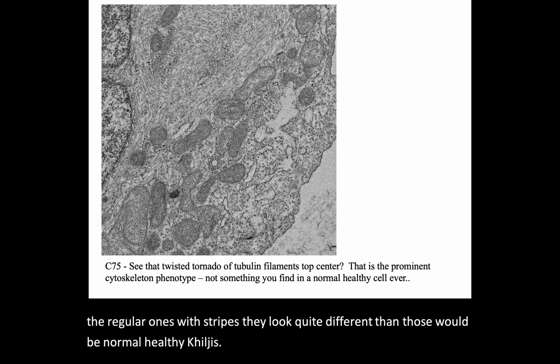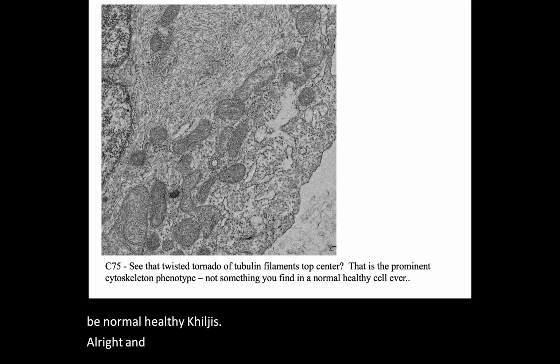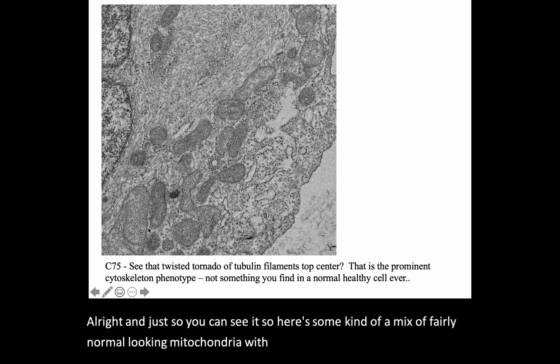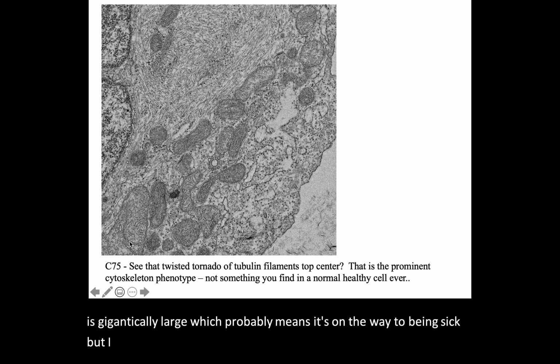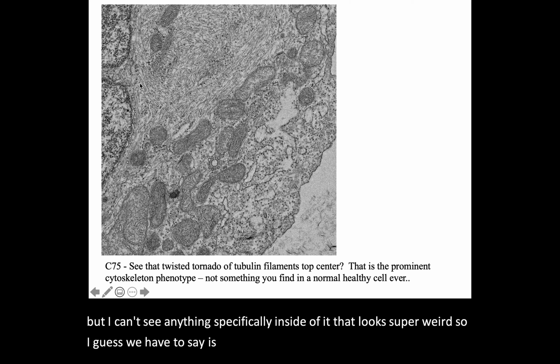All right, and just so you can see it. Here's some kind of a mix of fairly normal-looking mitochondria with normal stripes inside of them. This one is gigantically large, which probably means it's on the way to being sick, but I can't see anything specifically inside of it that looks super weird, so I guess we have to say it's, reluctantly, okay. But look at these little lines up here, just everywhere.